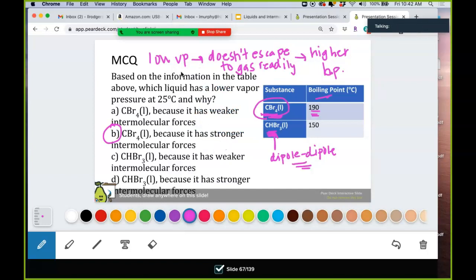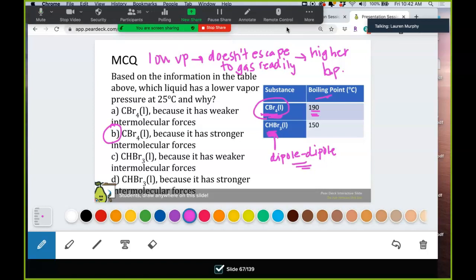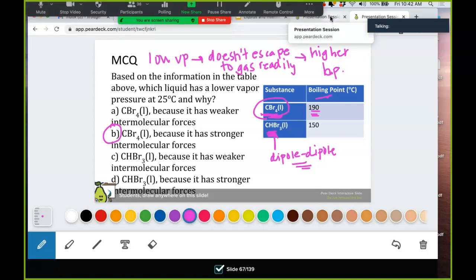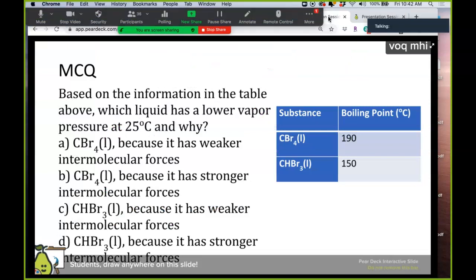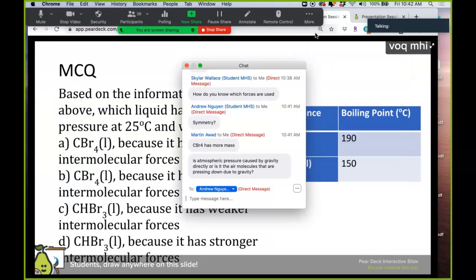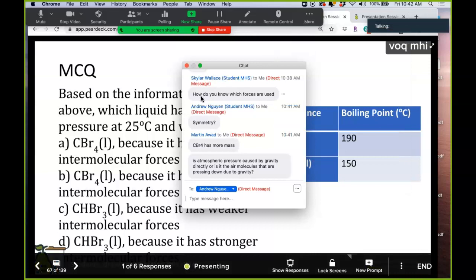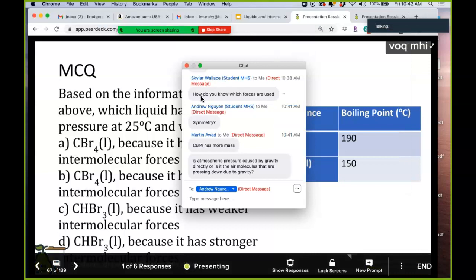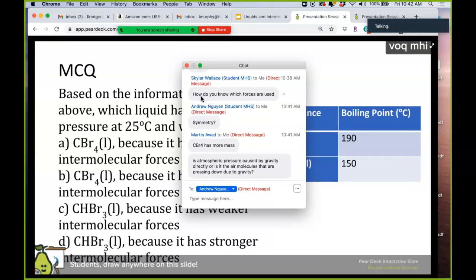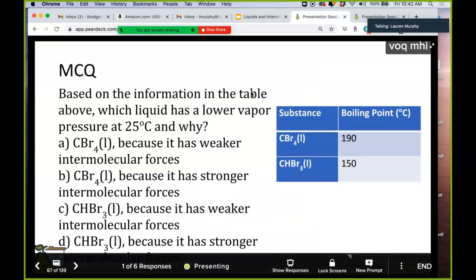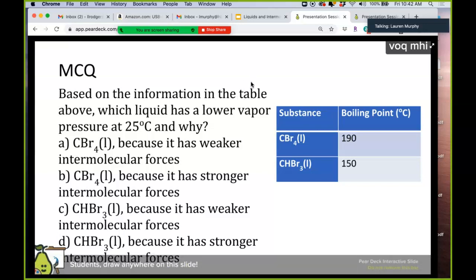Okay. Any questions? Atmospheric pressure is caused by, I guess, the atmosphere pushing down on the surface of whatever system you're looking at. So gravity, yeah.